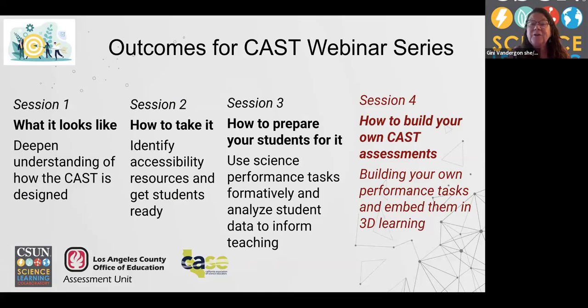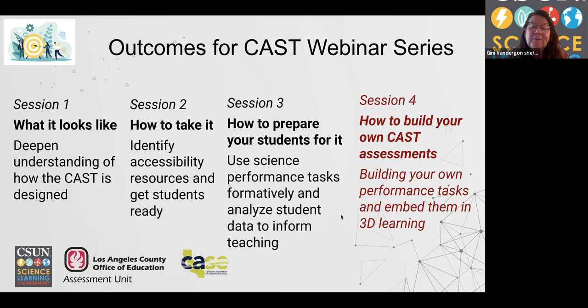Then we talked about how you prepare your students for this by presenting them with performance tasks, both formatively and probably summatively, and getting them to really understand the 3 dimensions of doing these tasks, and in particular, also doing some of the assessments that are built like the ones that they'll see on CAST.